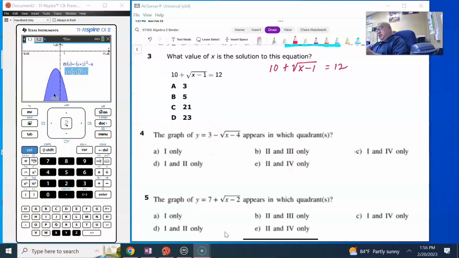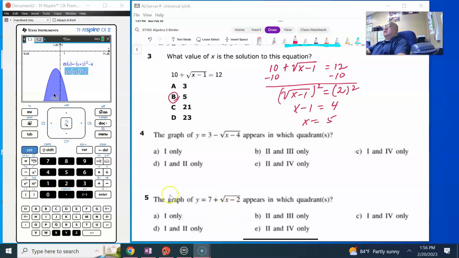Number 3, I'm going to go ahead and solve this. So we're going to subtract 10 from both sides. So we have the square root of x minus 1 equals 2. What we're going to do next is we're going to square both sides. So you have x minus 1 equals 4, so x equals 5.